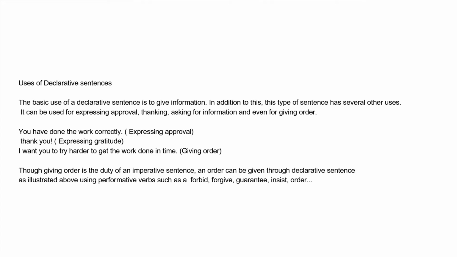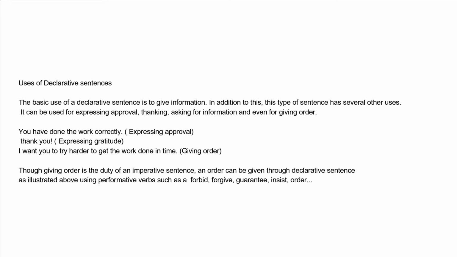Uses of declarative sentences. The basic use of a declarative sentence is to give information. In addition to this, this type of sentence has several other uses. It can be used for expressing approval, thanking, asking for information, and even for giving orders.